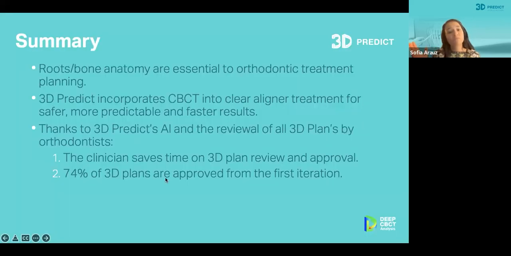Now, as a summary, I think I have made it clear why roots and bone matter in orthodontics. Also, we incorporate that into AI, whether you are submitting a CBCT or not, to give you safer, more predictable, faster results. And because all of our treatment plans are reviewed by orthodontists before they even get to you, and because of the AI, we save you time, and 74% of those cases just are reviewed in the first iteration without the back and forth.